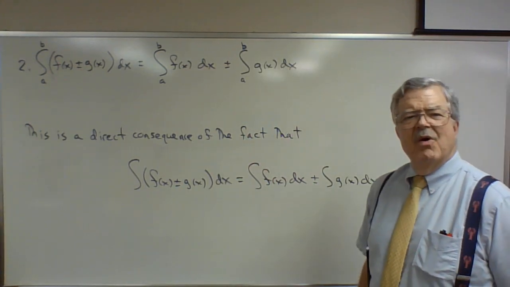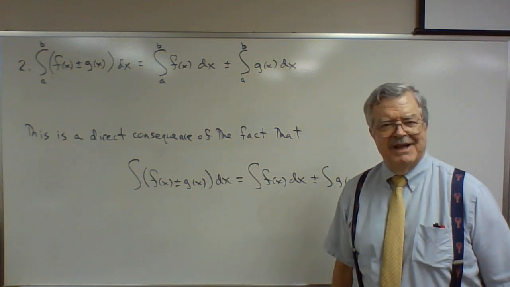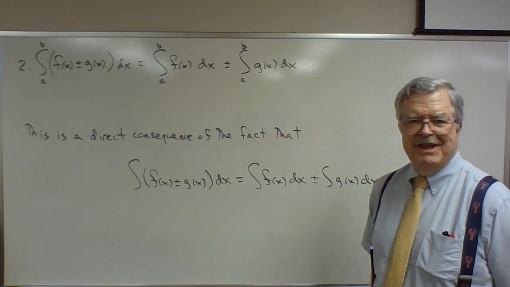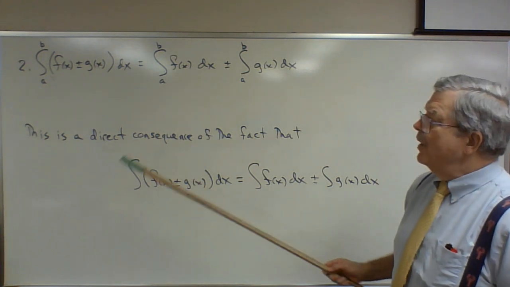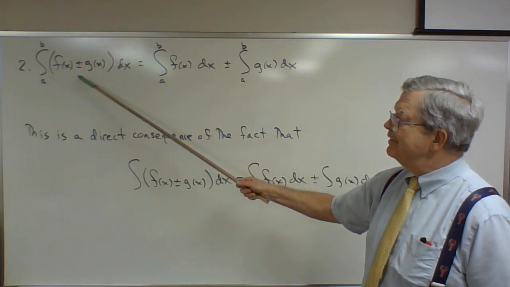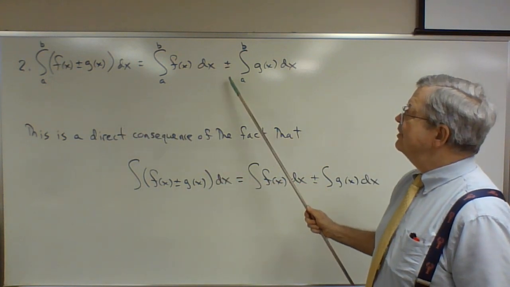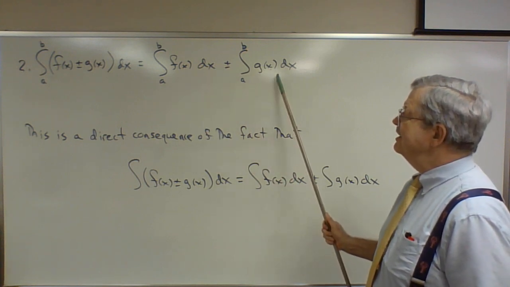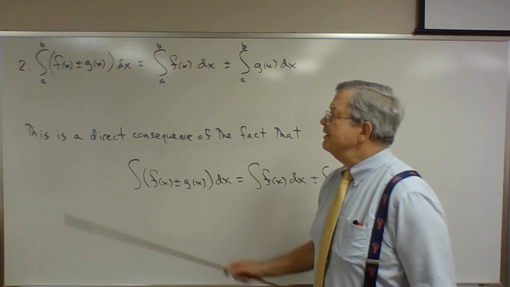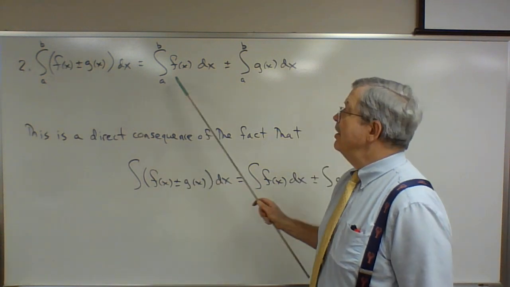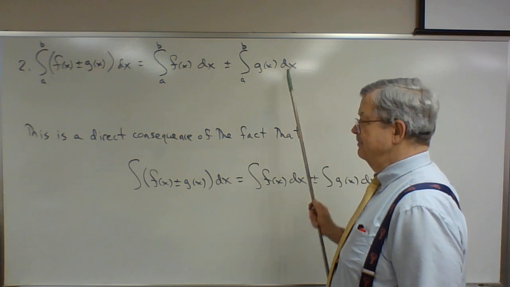Instead of over-explaining the obvious like I did the first one, I think I'm going to cut to the chase on this one. What we're claiming is that the definite integral of the sum or difference of functions is going to be the sum or difference of the two definite integrals. In other words, we can compute the definite integral of a sum or difference term by term.